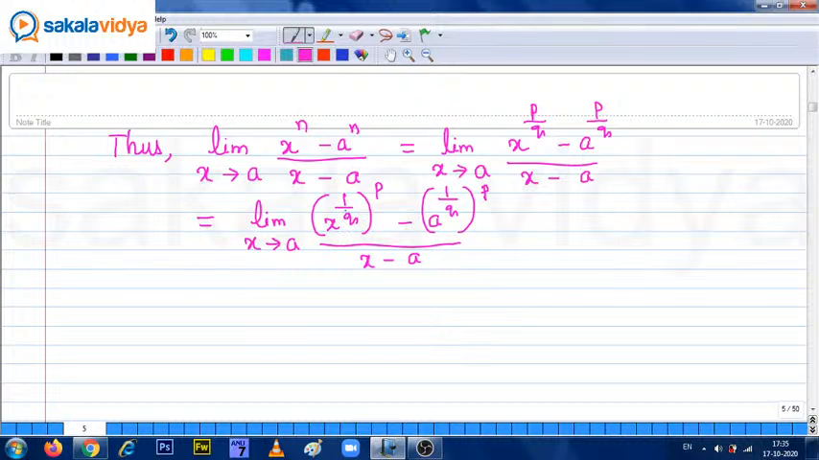Let us suppose x to the power of 1 by q is equal to something, a to the power of 1 by q is equal to something. Okay, let us assume, or suppose, no problem, x to the power of 1 by q is equal to y. Now x is equal to y to the power of q, because if you raise both sides to the power q, you get that.